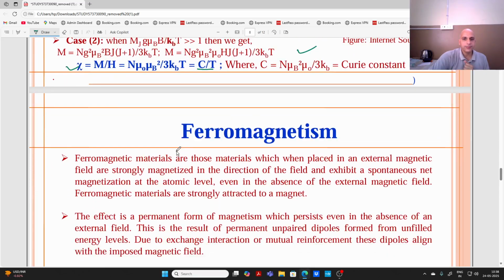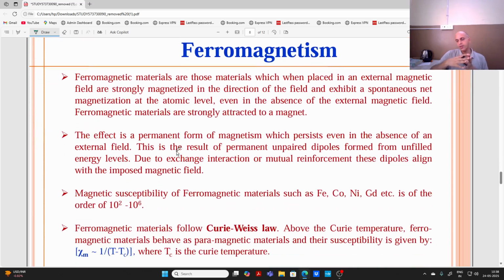Then I am coming to ferromagnetism. I told you that the individual atoms must have a magnetic dipole moment when they have unpaired electrons. In some materials, these individual magnetic dipole moments of the atoms align themselves spontaneously, right? I mean, they are not randomly oriented, but they align themselves spontaneously, leading to the formation of small magnetized zones inside the material, right?